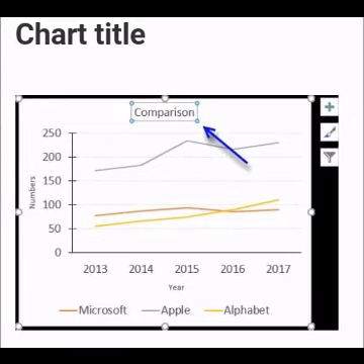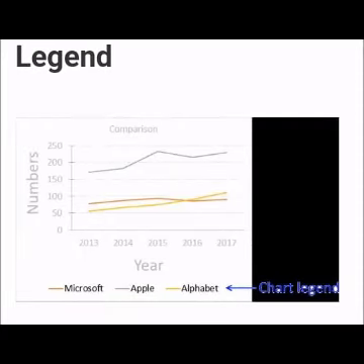Chart title. This is the heading of the chart. It describes what the chart is about and what its contents are. Legend. This depicts different patterns or color series that is assigned to a data series.